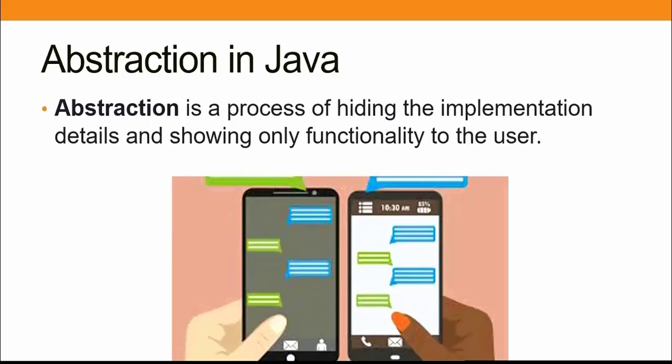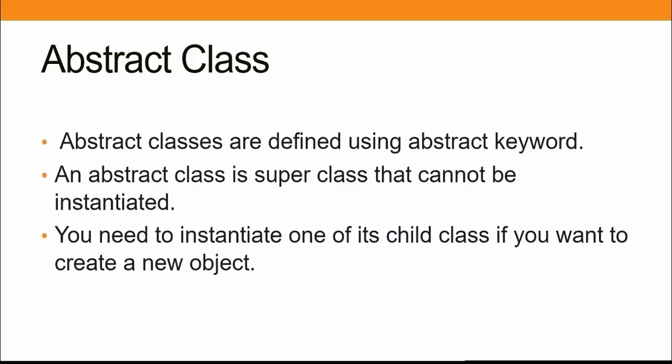So that is the only thing that we are focusing on. That can be done with the help of abstraction. So how are we going to achieve this abstraction? These abstractions can be achieved in two ways. One is by using the abstract class, another one is by using the interface method.